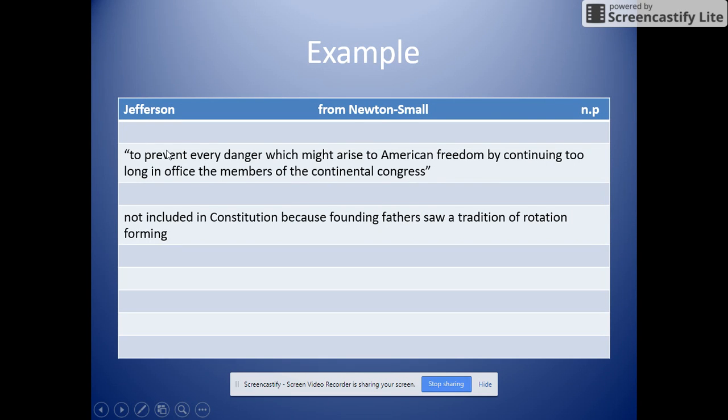So let's look at this example from the article. "To prevent every danger which might arise to American freedom by continuing too long in office, the members of Continental Congress." If you remember that article that I'm pulling this from, it was about term limits, so that's what that's referring to. You don't have to worry about that. The point is, this is what this person said. This would be a really good point to maybe include in my paper. So I'm going to write this down as one of my notes. So you would write this note down, and then you've got something from your article that you can go back to later as being a key thing, and you might want to use it in your paper when we get to the writing part. Okay?